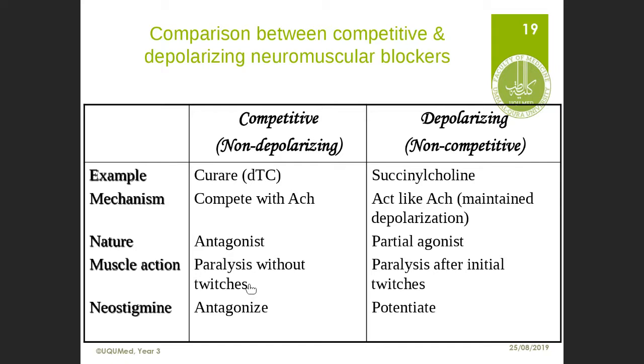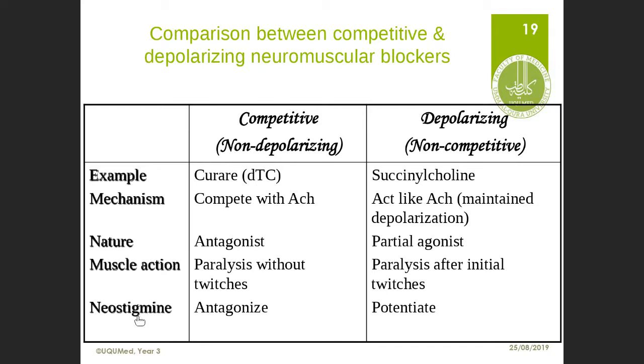Sometimes your eye, left or right, has twitching of the muscles, which is uncontrolled or involuntary contraction of the muscles. Here with the competitive antagonists, first there is paralysis without twitching. There is no twitching of the muscles, but with depolarizing blockers, the muscles twitch first, and after that comes the paralysis or relaxation of the muscles.